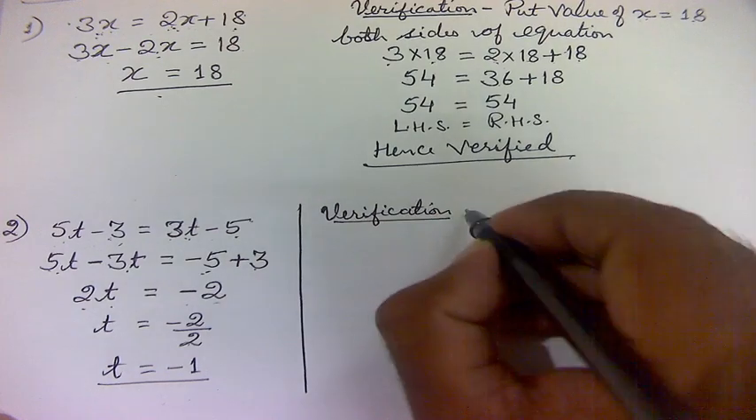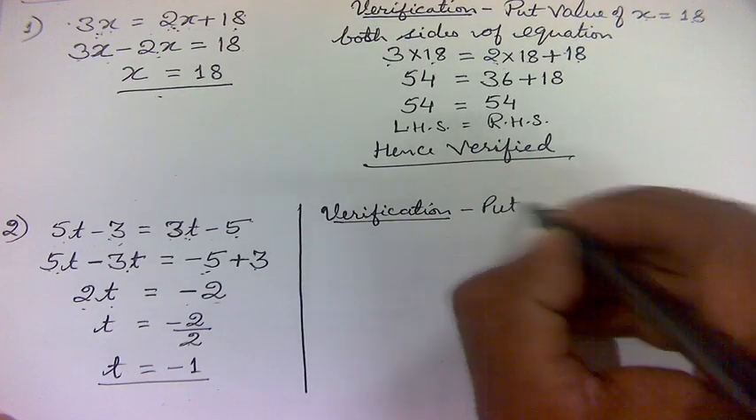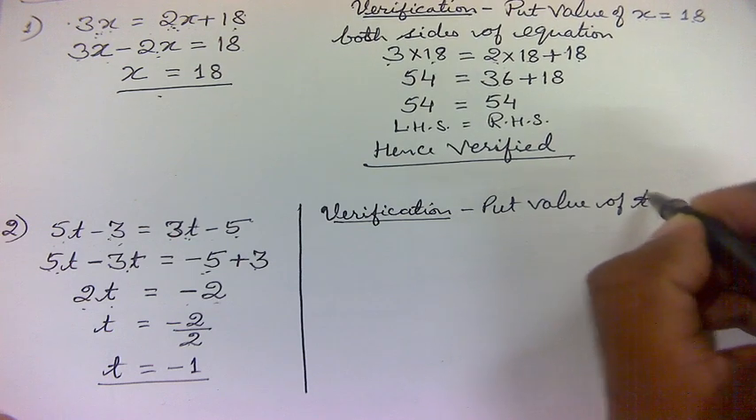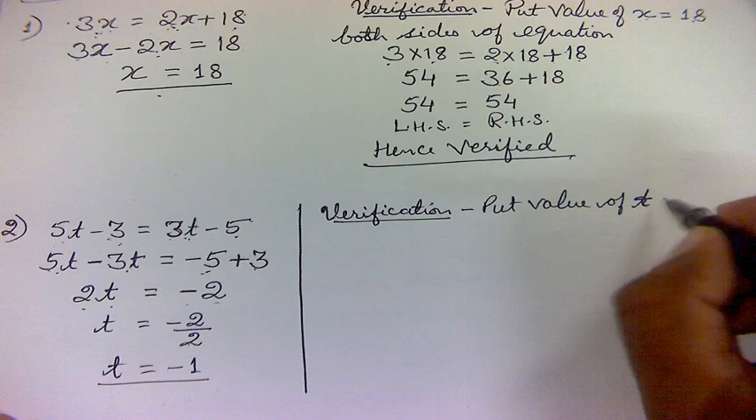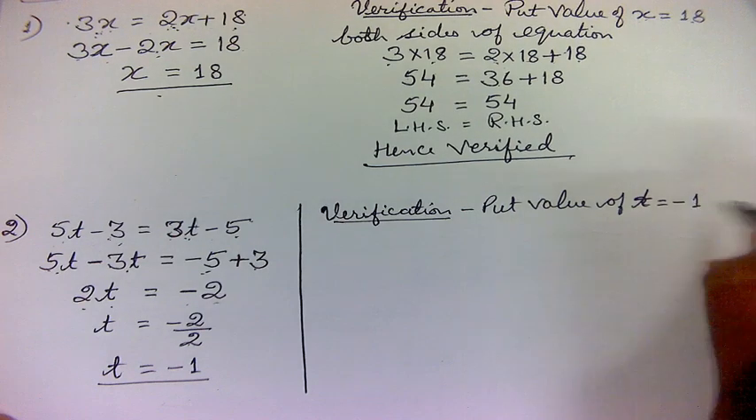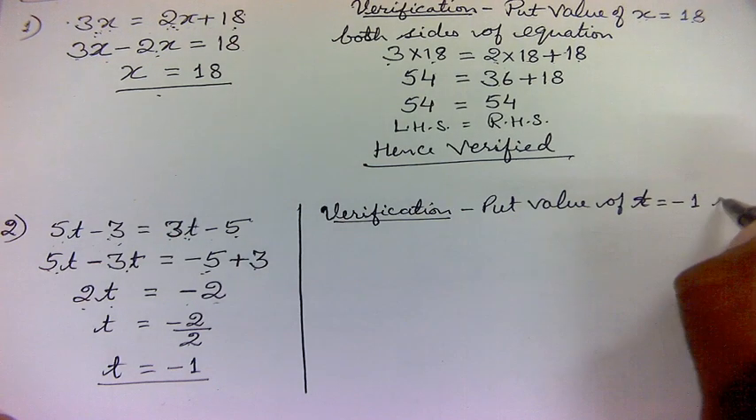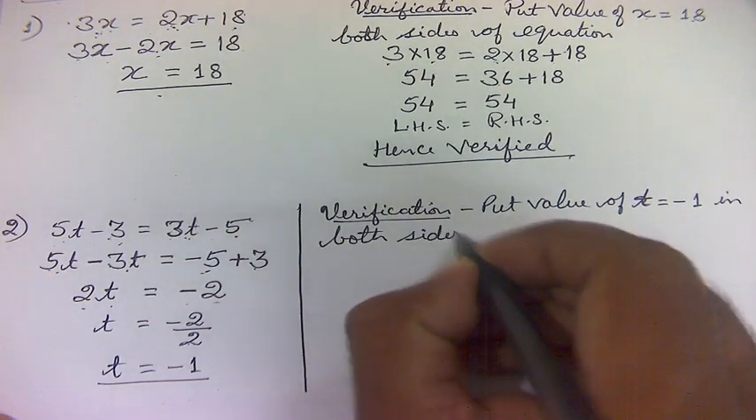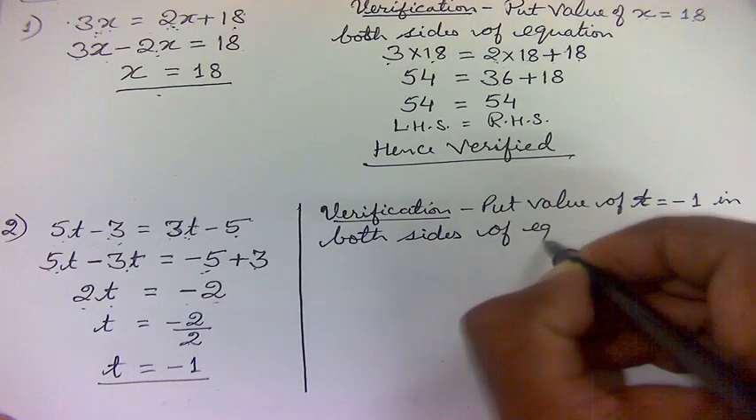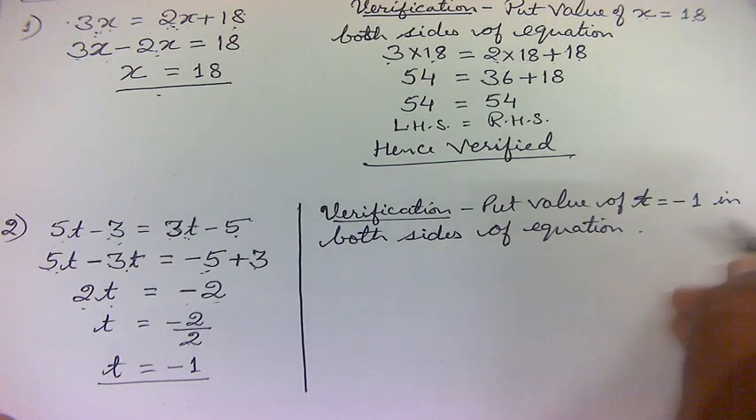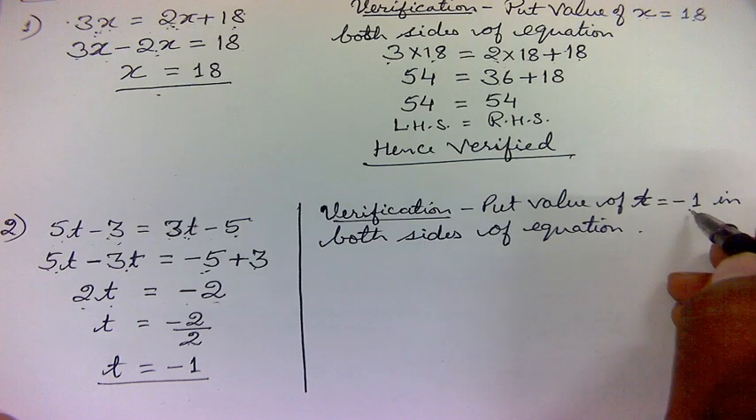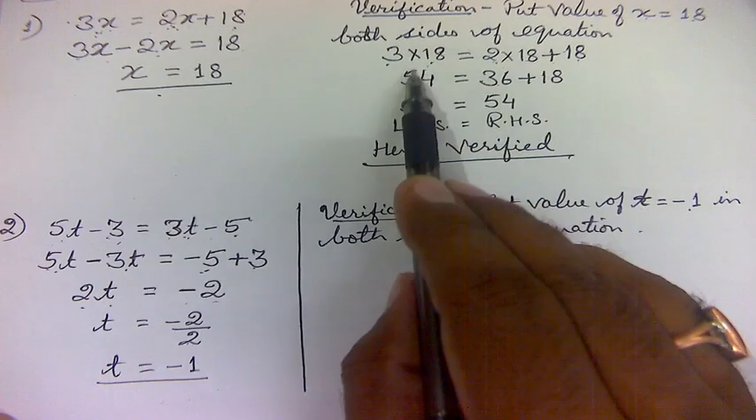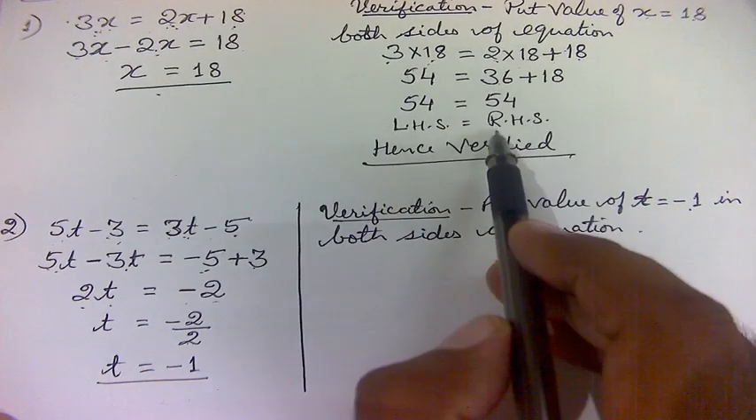So verification, what we will do? We will put the value of t. The variable is t, so the value of t equals minus 1 in both sides of the equation. Now if you put minus 1 for t on both sides of the equation, one thing we have done here is we have solved both left hand side and right hand side together.